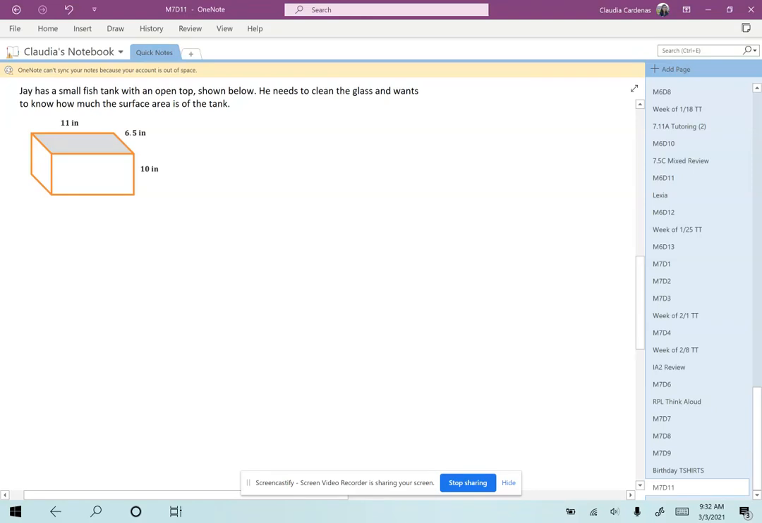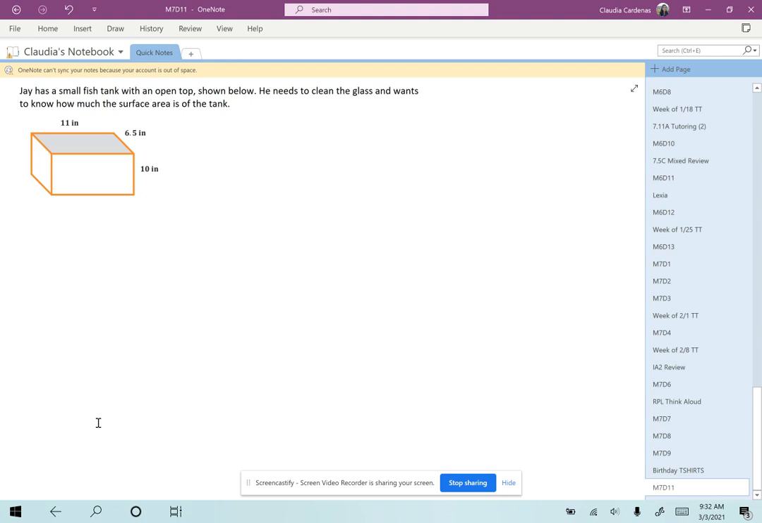Alrighty, so yesterday we reviewed surface area, which we've been doing for several lessons now. And today we're actually going to combine both surface area and volume using real world context. So let's look at this problem below. Jay has a small fish tank with an open top that's shown in the picture. He needs to clean the glass and wants to know how much the surface area is of the tank.